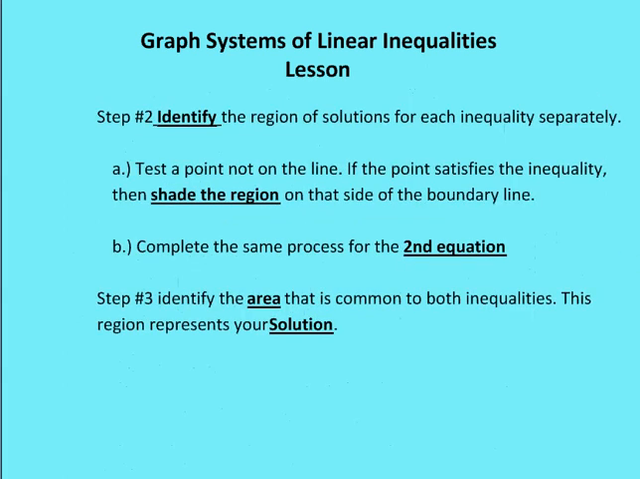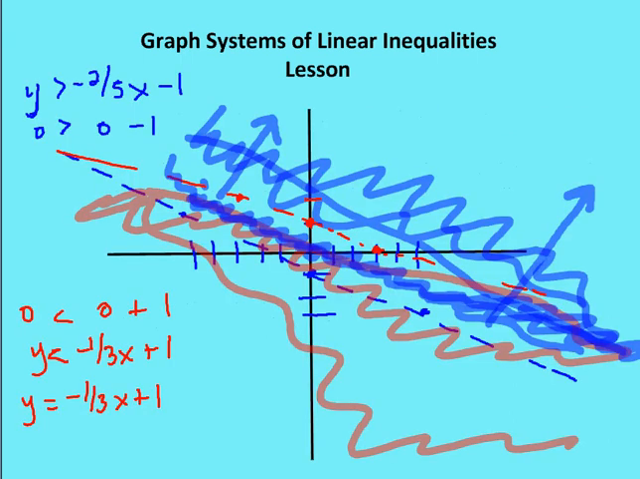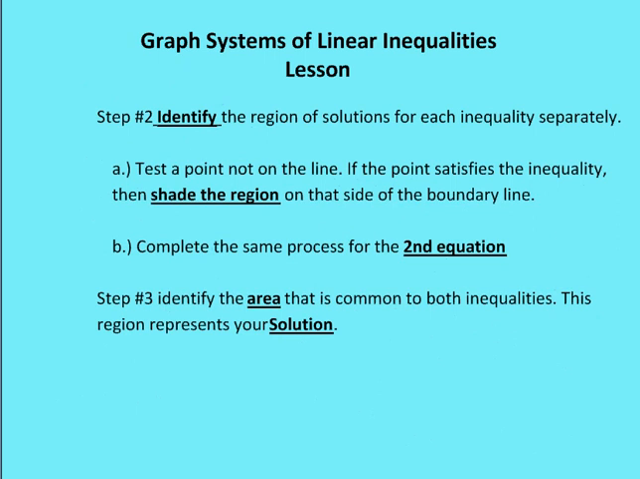Okay, so let's go back through the notes. So step number 2 is identify the region of solutions for each inequality separately, which we did. So remember in this Jackson Pollock painting, we've graphed the blue area that represents the solution above the blue line, and then graphed the red area below the red line that represents part of the solution for the second equation. Okay. We tested the point, which we did. We tested 0, 0. We completed the same process for the second equation. And we identified the area that is common to both inequalities, and that represented our solution.